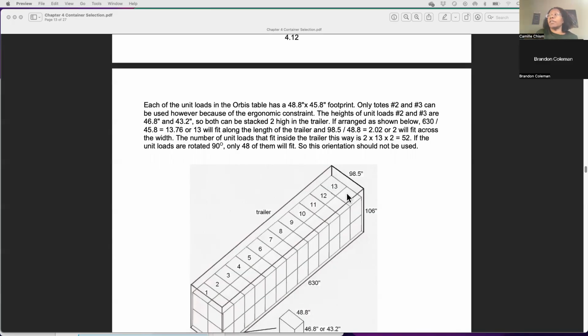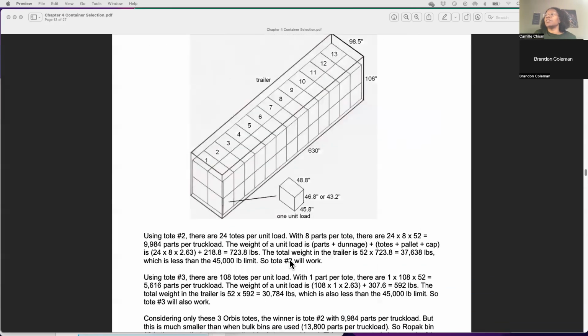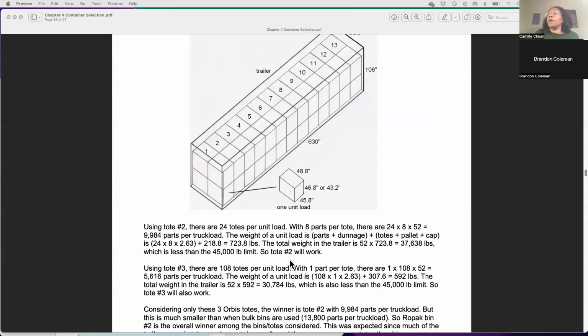eventually you'll be able to tell, like, see here, this one is 13. So I know it's 13 by 2, so this is a 48 by 45. It's almost 50. I can just look at this and tell because of the standards, and you start to know exactly how many fit in there.